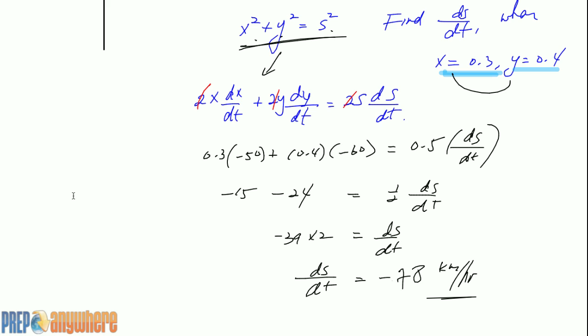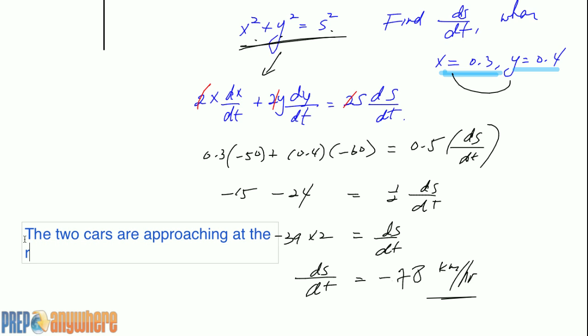So what's the concluding statement? Therefore, the two cars are approaching at the rate of 78 kilometers per hour. Okay, and we're talking about when x is 0.3 kilometers and y is 0.4 kilometers.